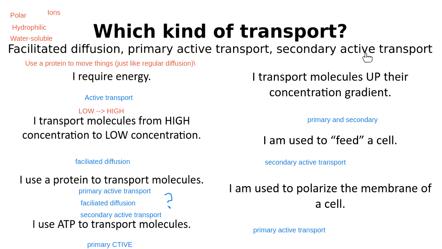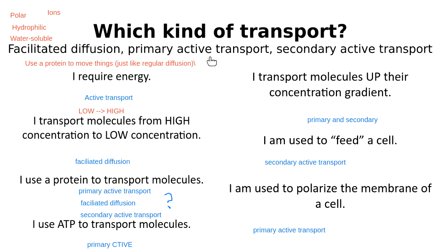Facilitated diffusion does not require energy. No energy required because I'm going from high concentration to low concentration. That never takes me energy. I might have to use a protein to make it happen because I can't send it through the membrane, but I never have to use energy to go from high concentration to low concentration. So facilitated diffusion never takes energy. Active transport always takes energy.